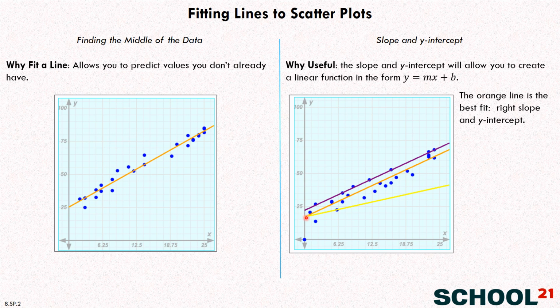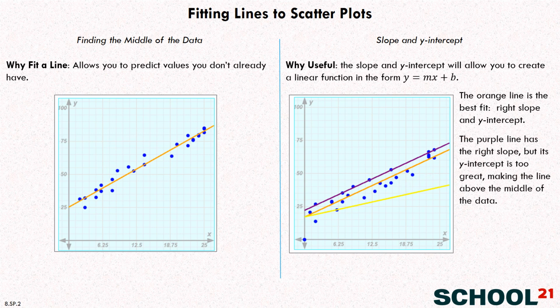Okay, looks good. Now, what about the purple line? The purple line looks like it has the right slope, the same slope as the orange line, but its y-intercept is too high. So that puts the purple line above too much of the data. More than half of the data is below the purple line, and it's almost above all of the data. So it's not really a good fit line. It needs to be more in the middle.